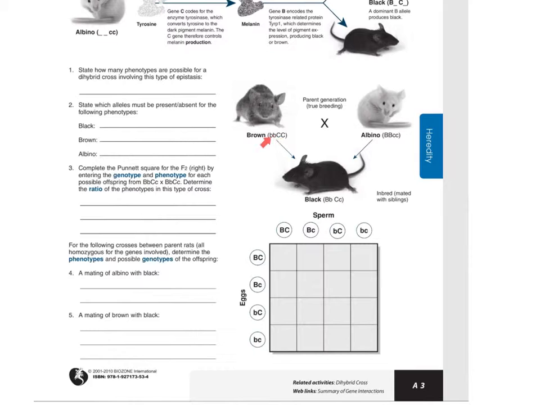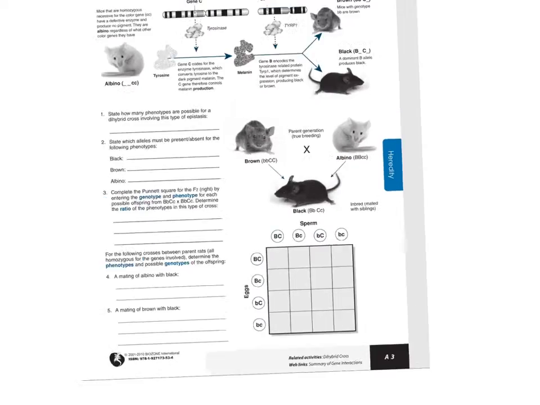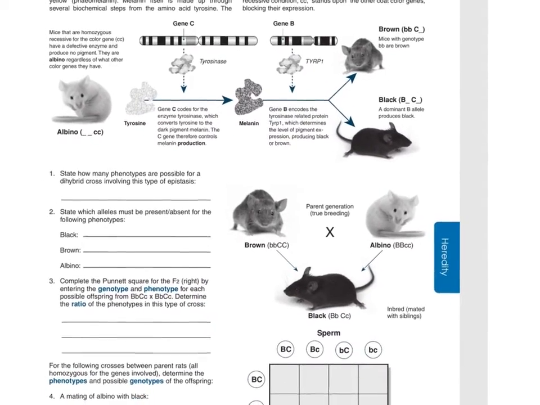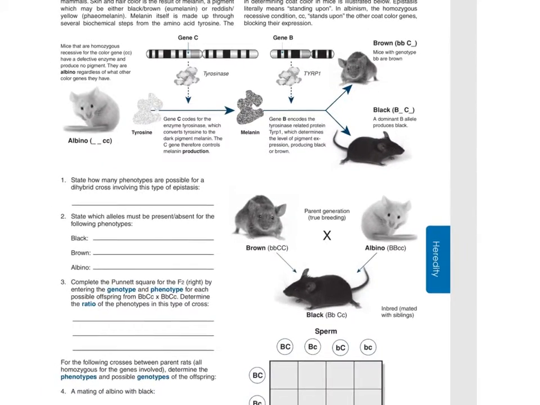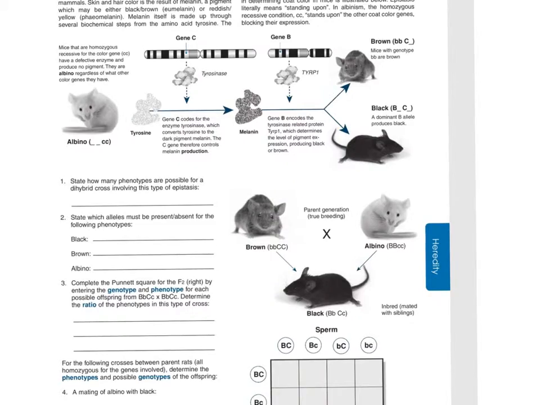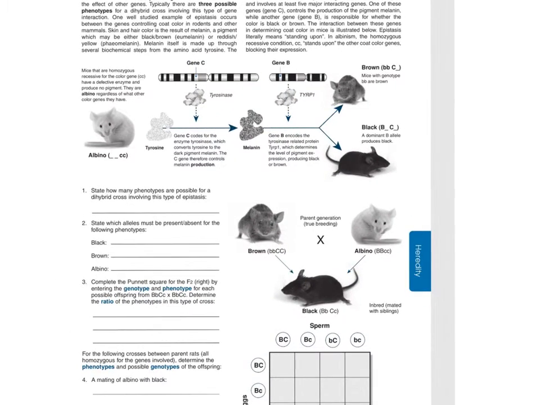So if you have this phenotype, in other words, a recessive B and a dominant C, you have brown. If you have dominant B and recessive C, then you have an albino. Even though, it's interesting, even though you're making a dominant B, you have recessive C, which means you're not making any melanin. That's why it's albino, right?